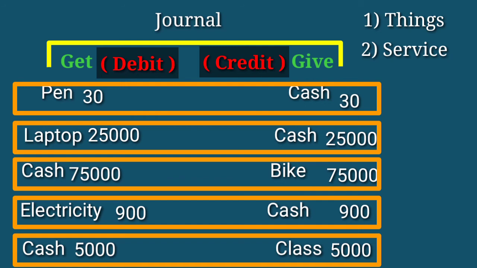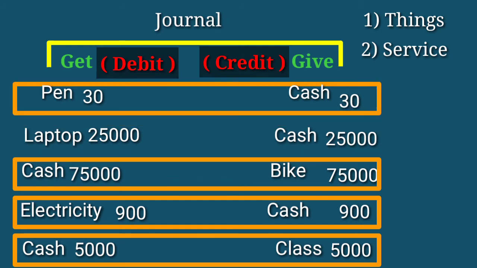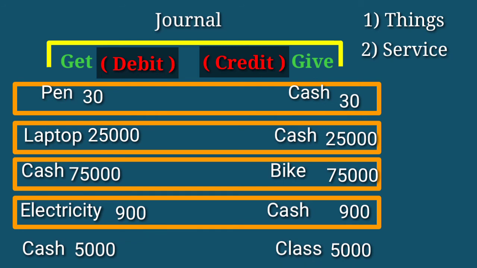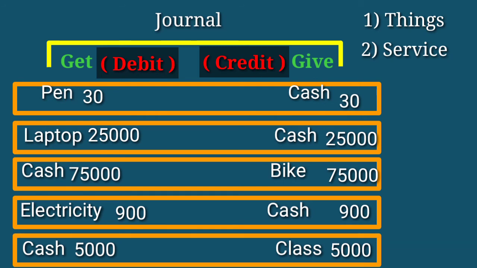See here, pen 30 rupees, cash I give 30 rupees. So in accounting terms, we can say pen debit, cash credit. The laptop, we are getting laptop debit, cash credit. And bike, we are getting cash debit, bike credit. And electricity debit, cash give credit. And cash 5,000 get cash debit and give class credit. It is very simple.